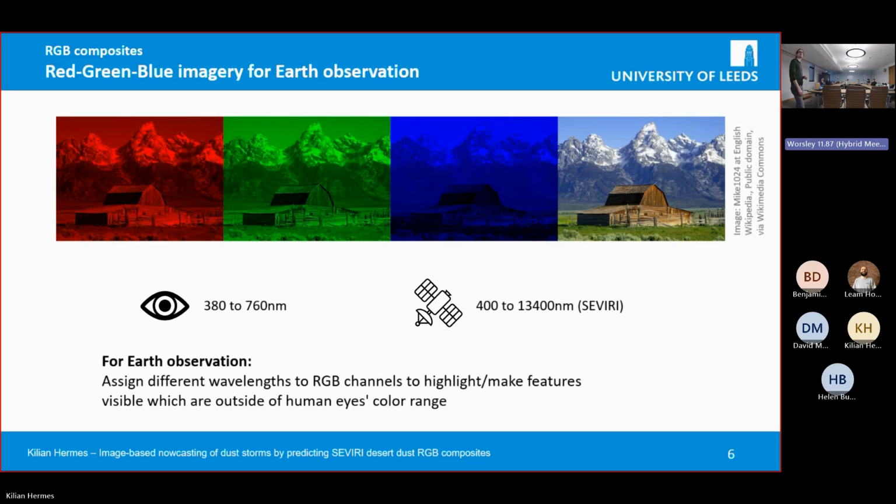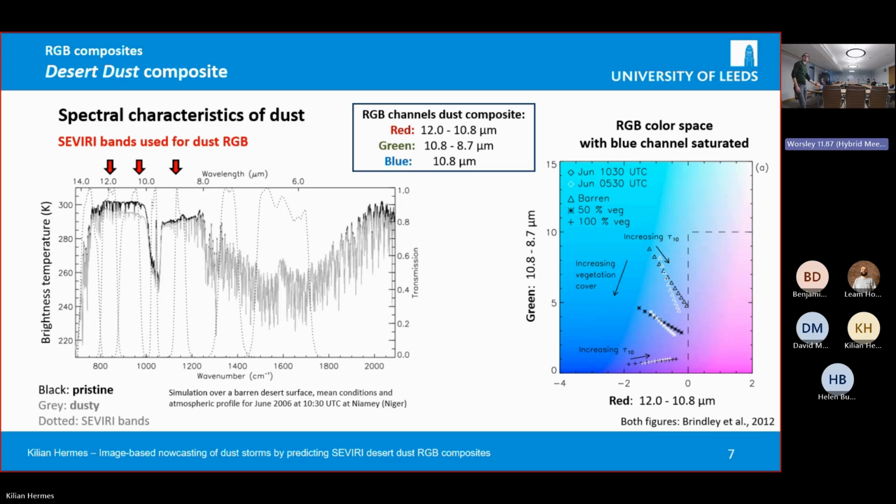And the idea is now to assign different channels than what we would see with our human eye to the colors which we see as red, green, and blue, which our brain would combine into an RGB image. And to do that with wavelengths which are characteristic for the features we're interested in. So in that case, it's dust. This is maybe a bit complicated slide. Let's just look at the thing here on the right.